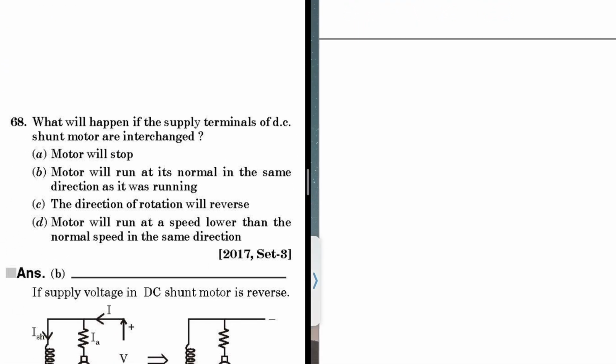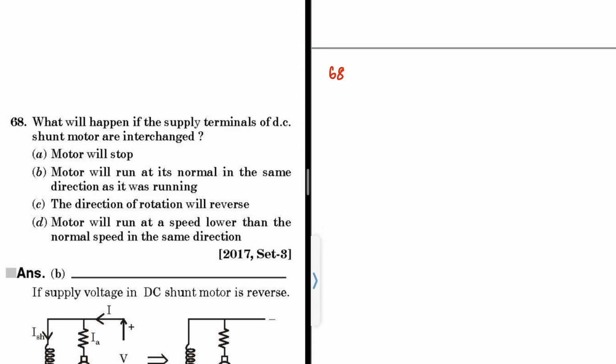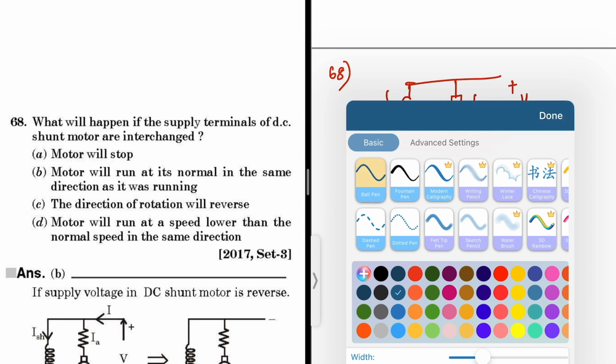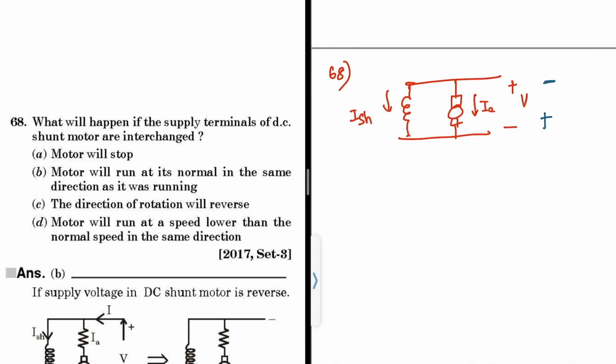Okay. So coming to question number 68. What will happen if the supply terminals of a shunt motor are interchanged? So this is the supply. And this is the shunt motor. So armature current will be like this. Field current will be like this. Now what they did is they interchanged the supply, so this is minus and this is plus. Now the armature current direction will be like this and the field current direction will be like this, right?